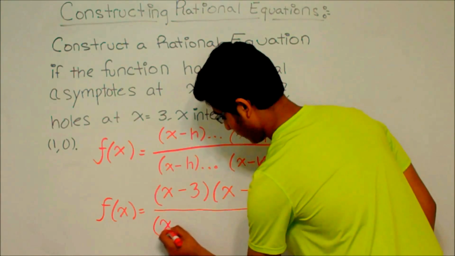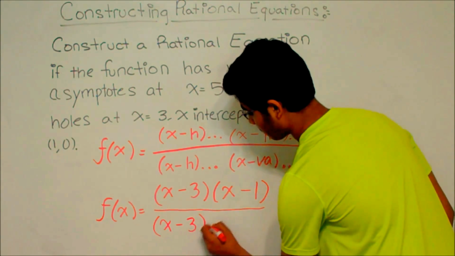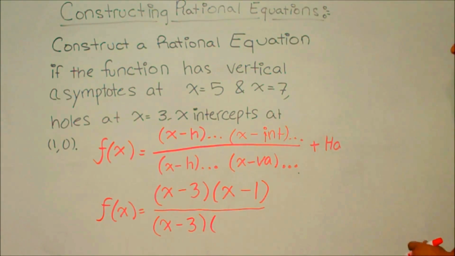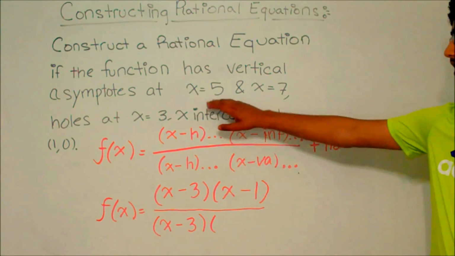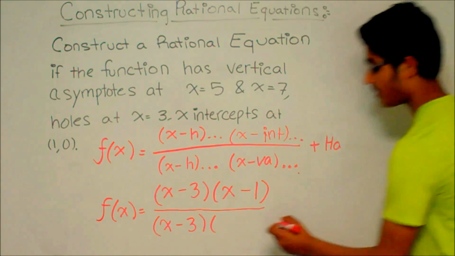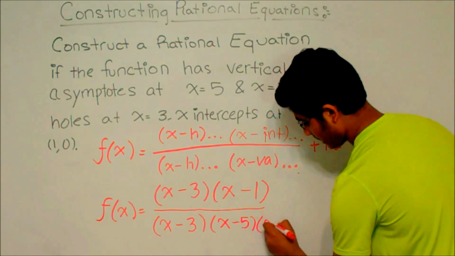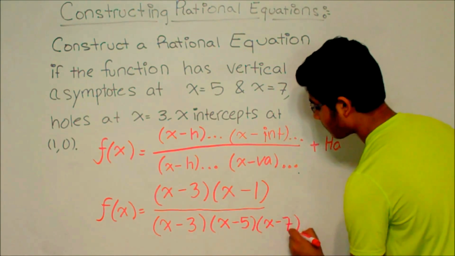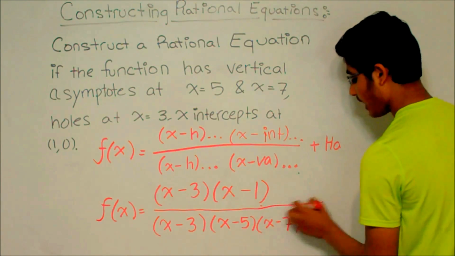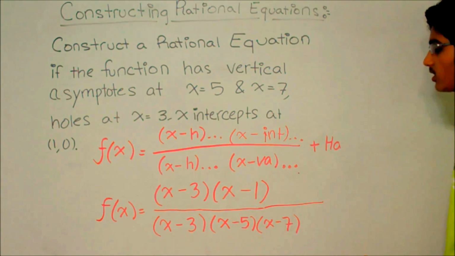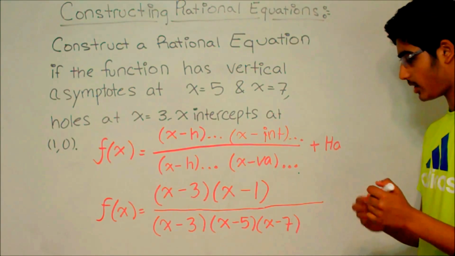So in the denominator, because the holes show up in the numerator and the denominator, we also have to put x minus 3 in the denominator, times the vertical asymptotes, which are at x is equal to 5 and x is equal to 7. So x minus 5 times x minus 7. As we can see, we have no horizontal asymptote. So this is our rational equation.